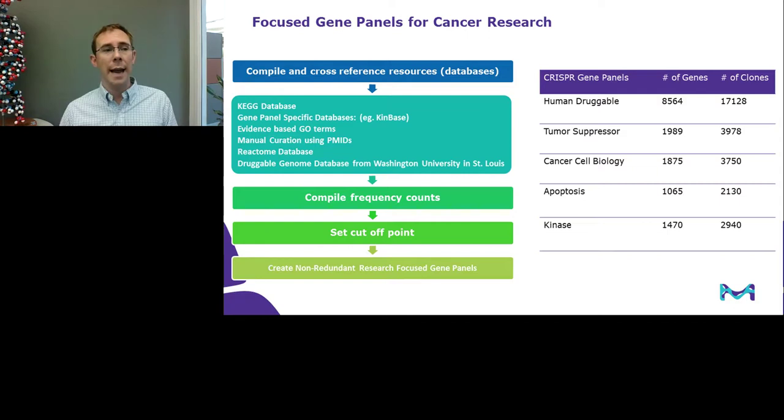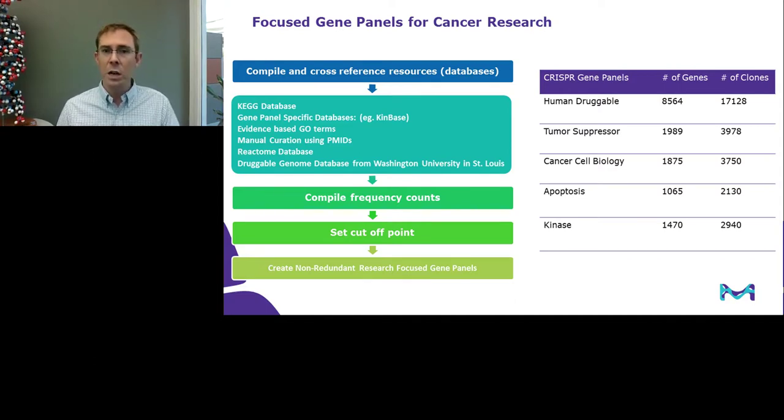Instead of relying on a single individual or a single source for gene family lists, we've combined, compiled, and cross-referenced numerous resources, including the CAG database, gene ontology sets, the druggable genome database from experts like WashU, and our own manual curation of PubMed IDs. So this is an ongoing exercise that allows us to create non-redundant, research-focused gene panels for a variety of cellular functions and categories, which includes 5 cancer-related gene panels.